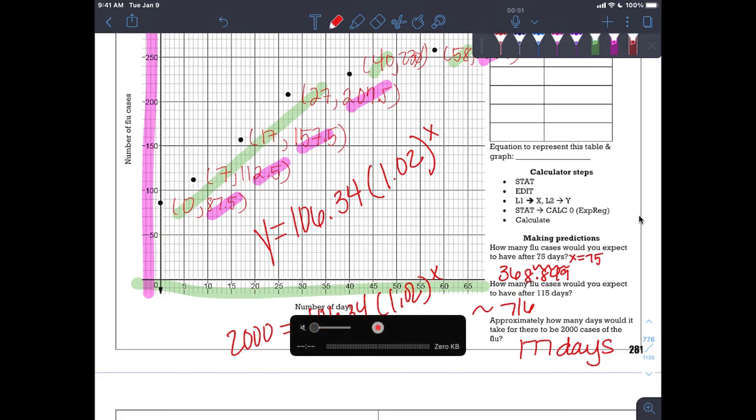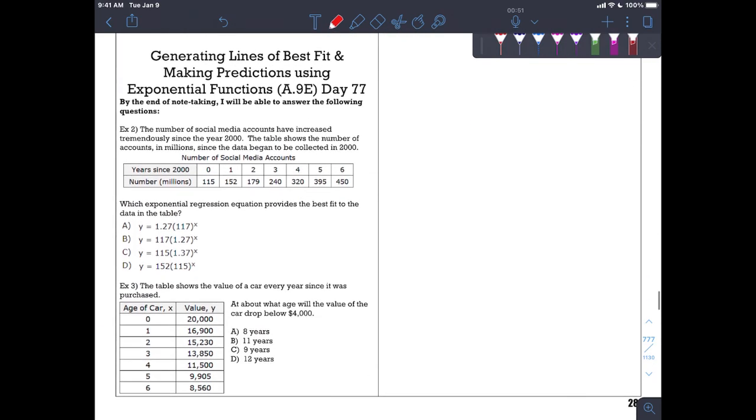All right. I want you guys to take a look at these, noticing that for this one, they did round. So you will have to round. Okay?